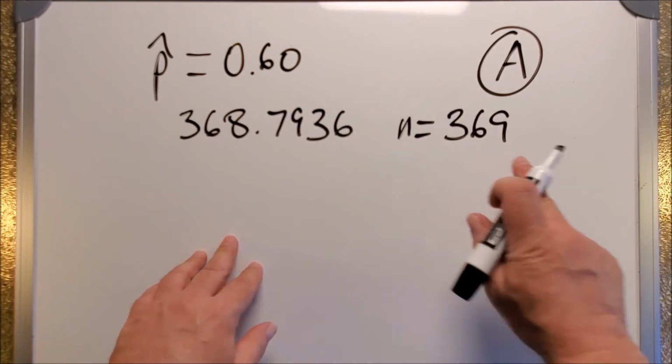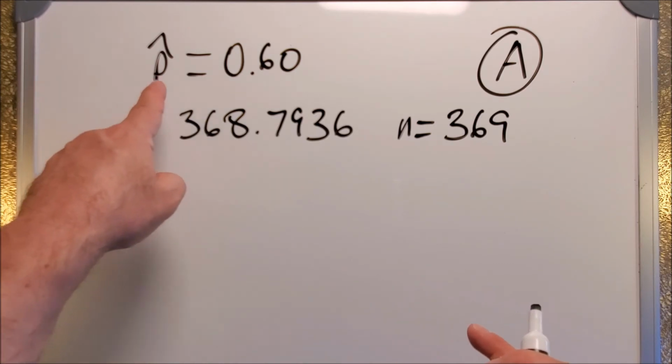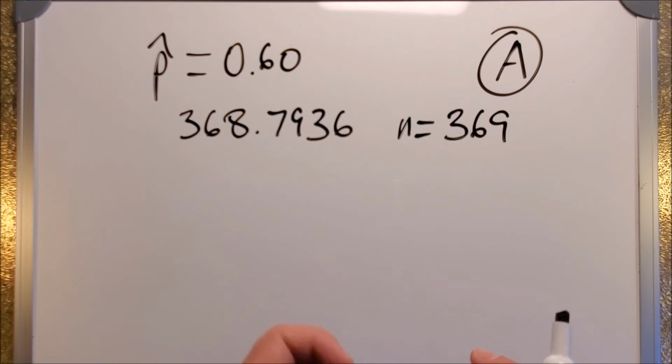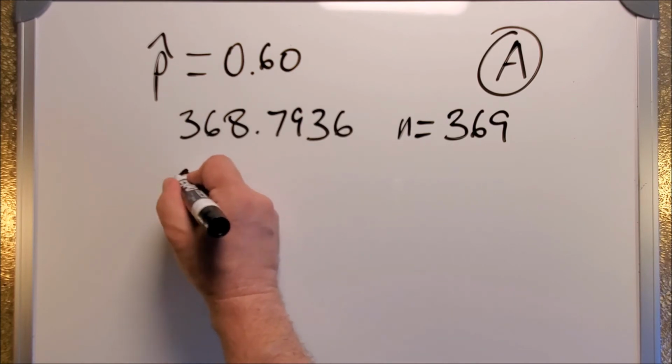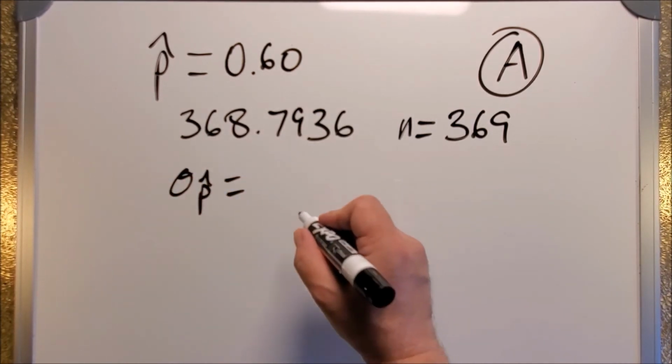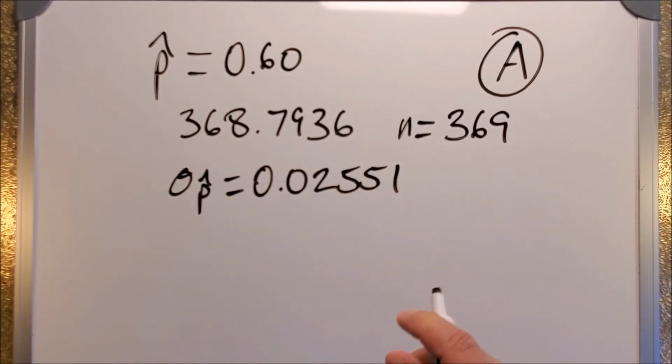So we're going to say that our sample size is 369. Remember, for the standard error calculation, since we don't know the population p, you're going to utilize the sample p. If you want to calculate the standard error on your own, pause the video right now, because I'm going to write what I got, utilizing a sample size of 369. I got standard error equals 0.02551. So that's our standard error with a sample size of 369.